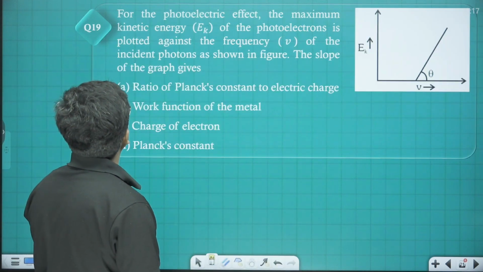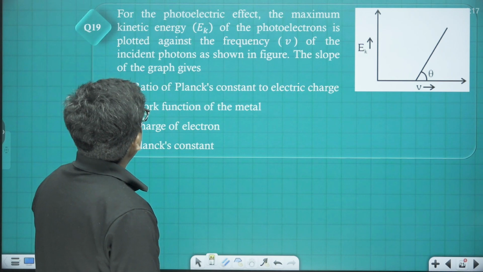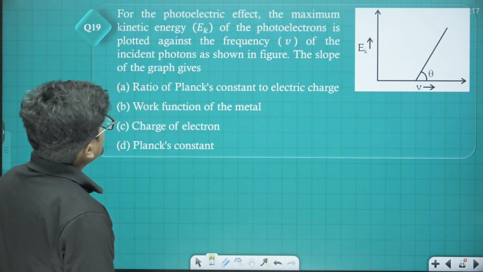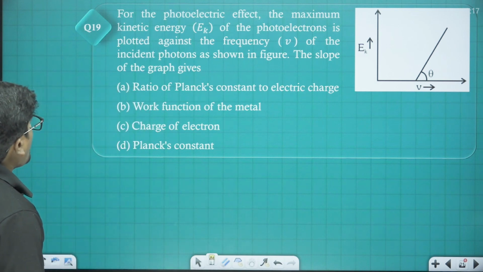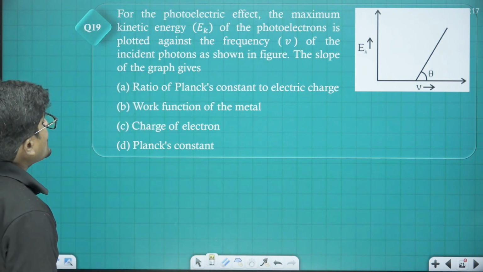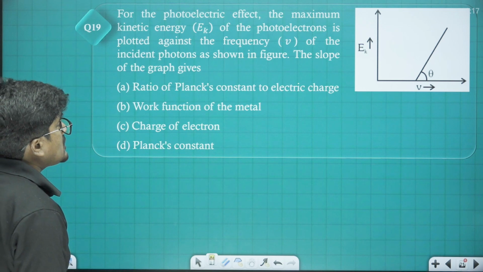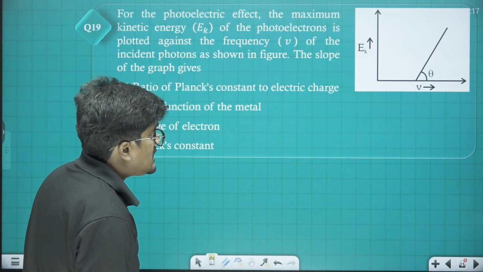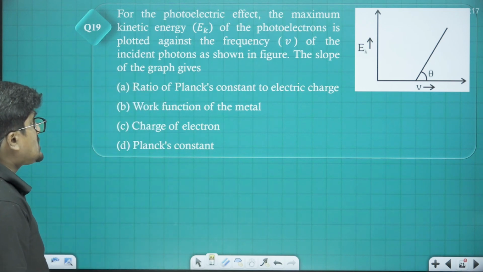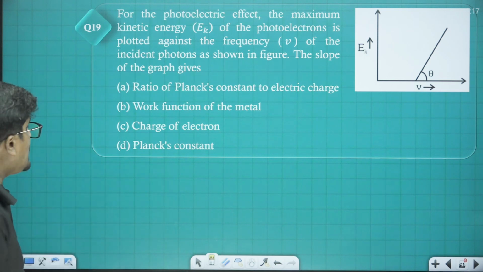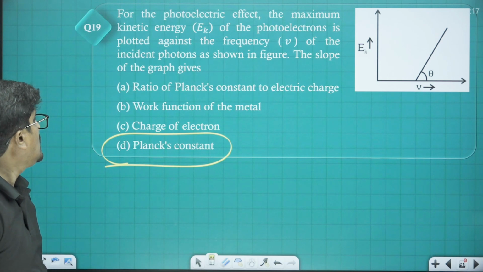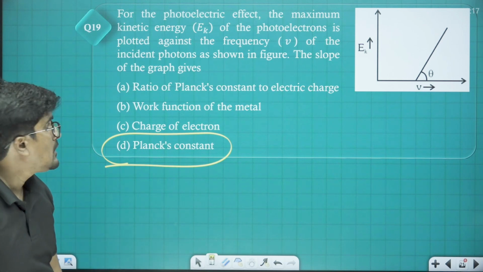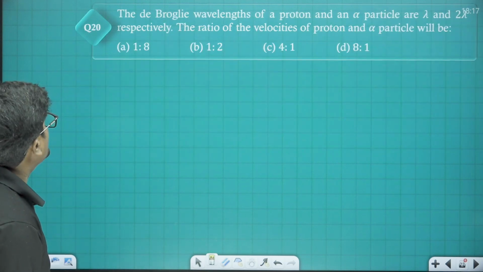Moving to the next, question number 19. For the photoelectric effect, the maximum kinetic energy E suffix k of a photoelectron is plotted against the frequency of the incident photon as shown in the figure. The slope of the graph is, so basically it is an energy versus frequency graph. So the slope of that needs to be Planck's constant. All right, moving to the next, question number 20.